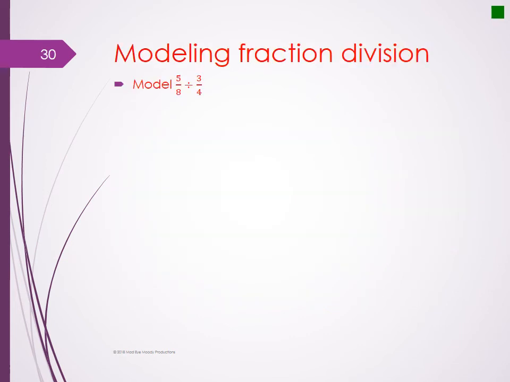Now let's take what we've learned and model a typical fraction division problem. The first fraction that we are given in a fraction division problem is the amount of the whole that we are going to be working with. It is our starting amount. So the first number, our dividend in our fraction, is 5/8.